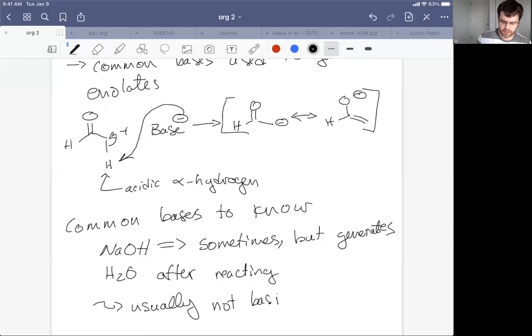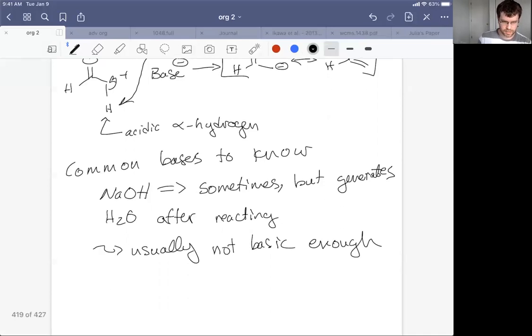Now, it turns out for the aldol condensation lab we try to do in class, we can actually use sodium hydroxide and get away with it. So it's usually not basic enough, though. So instead, what we have to do is go to another base, which is fairly common and highly reliable, and that's LDA.